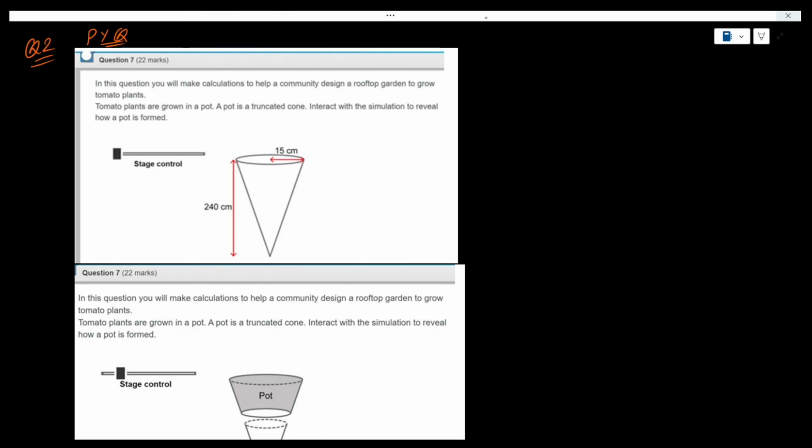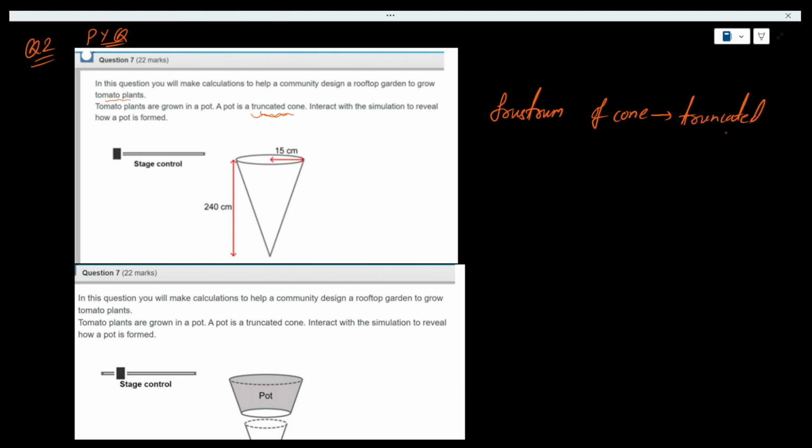Here if you see what is given in this question, you will make calculations to help the community design a rooftop garden to grow tomato plants. Tomato plants are grown in a pot. The pot is a truncated cone. What is the meaning of truncated cone? It's called frustum of the cone. So frustum of cone means it is cut from the bottom. So that's called truncated cone.